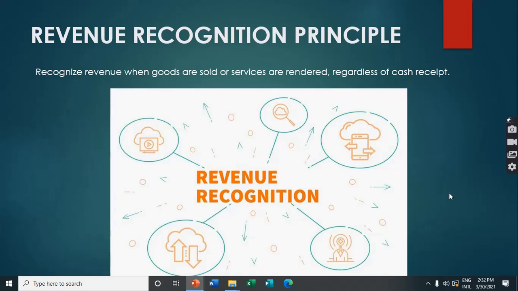So, yan. You record revenue when it happens, not when cash is received from the customer. So, that is your revenue recognition principle na sinasabi natin.